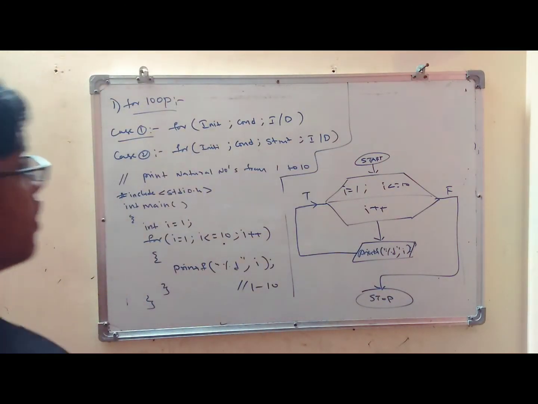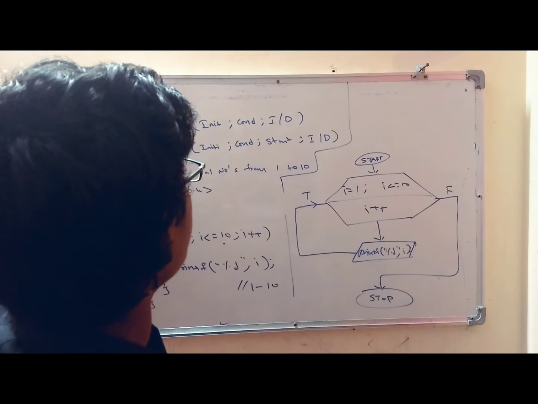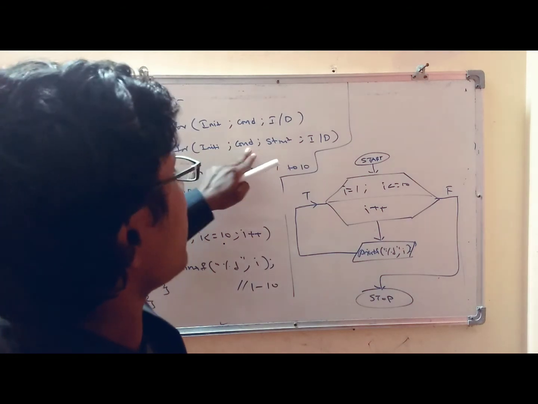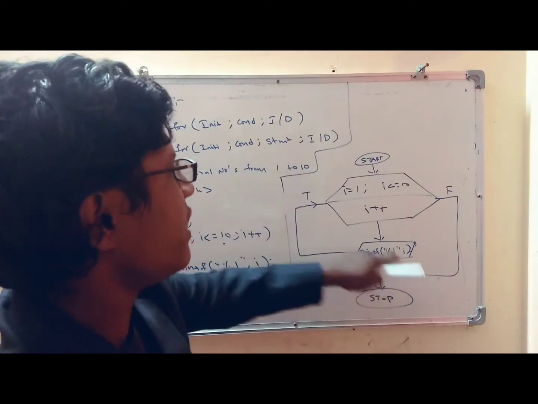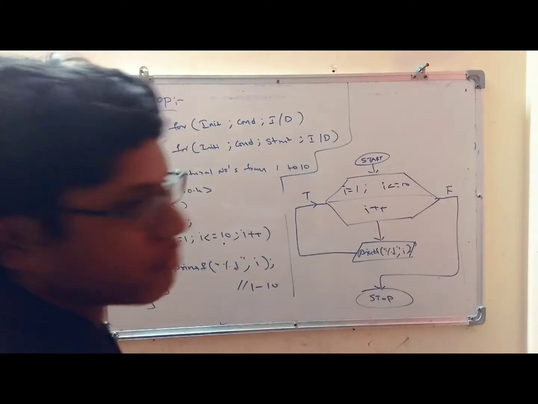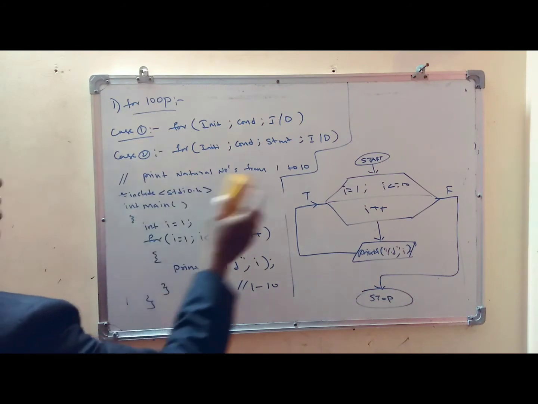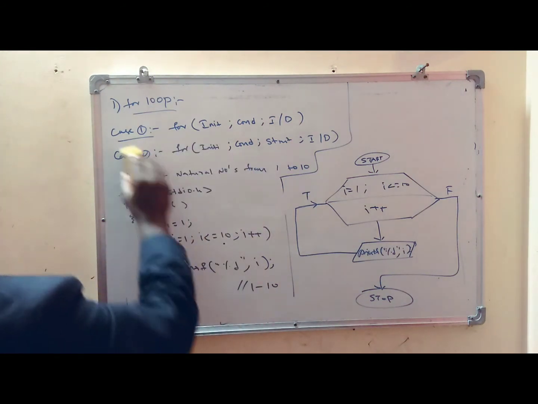And in the other case we write i equal to 1, i less than or equal to 10, printf("%d", i), and directly i++. This is also another case, but we mostly use case 1 only. Okay.